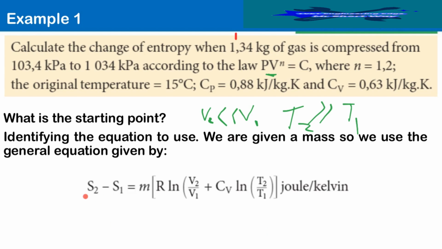And since it's a compression, we're expecting to see a negative value for entropy. So delta S will be negative X, Y, Z, whatever. It'll be a negative value since we're dealing with a compression equation. So those are the expectations. So now you know when you do your calculations, if you don't see what you're expecting to see, then you probably did something wrong in there.